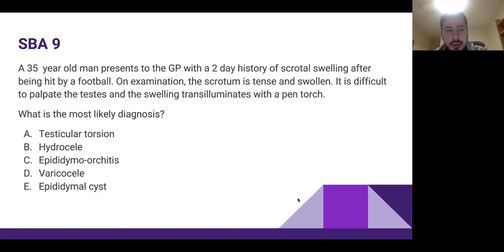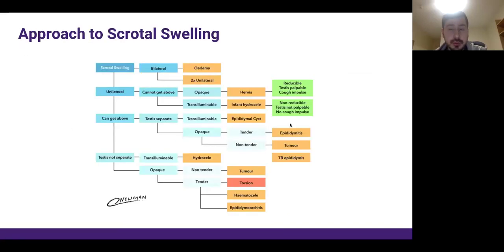So wrapping up urology quickly, with other testicular swellings, we've been through testicular torsion, we've been through epididymitis, and this is the transillumination which I mentioned previously, and it was the hydrocele. So you can look through this in your own time, but it's a nice diagram that maps the scrotal swelling into the symptoms, and you can get to your ultimate diagnosis.